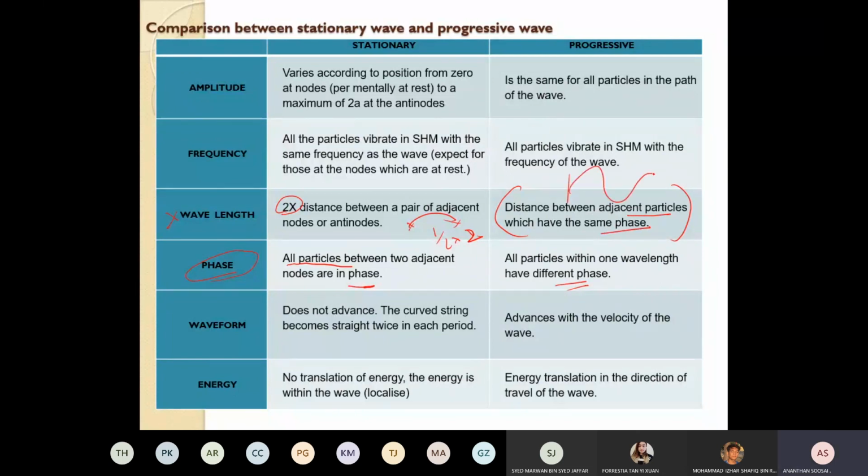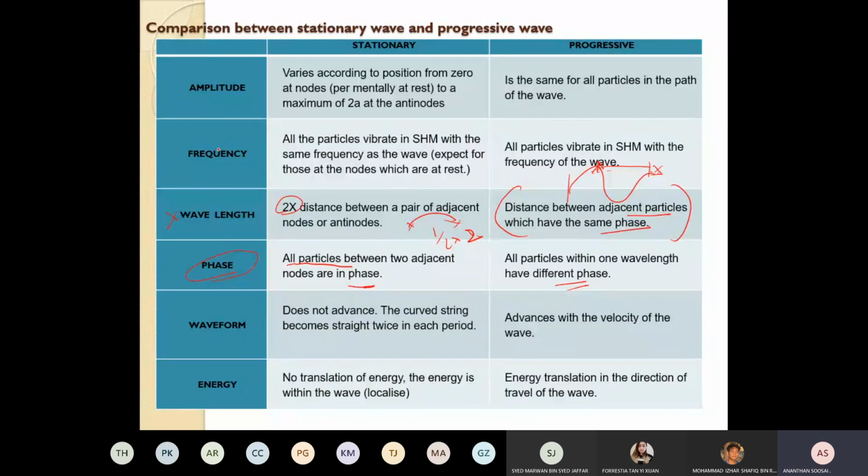Okay, so you have a wave. This is the distance between two crests. Two crests mean the same phase. The distance between two particles which are in the same phase is called the wavelength for a progressive wave.